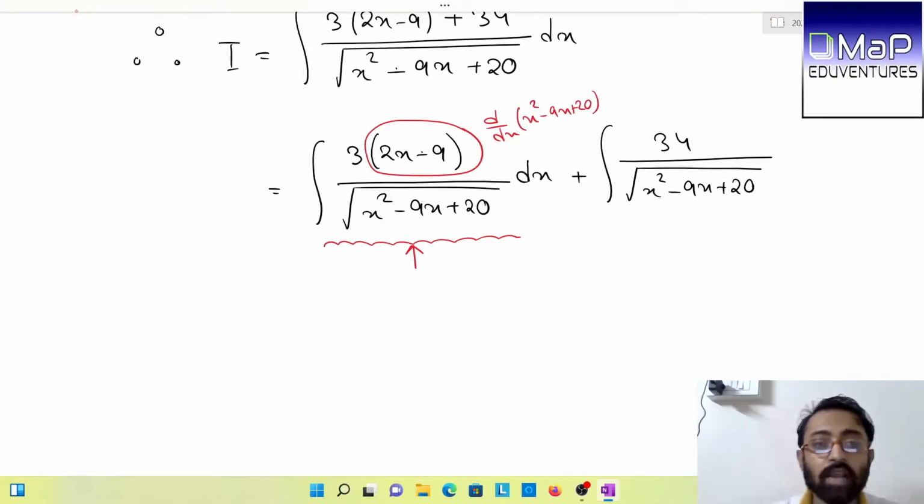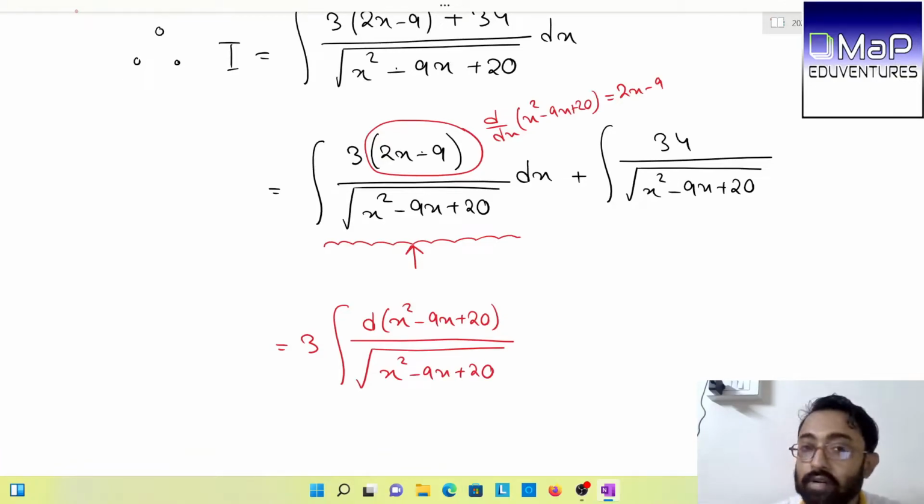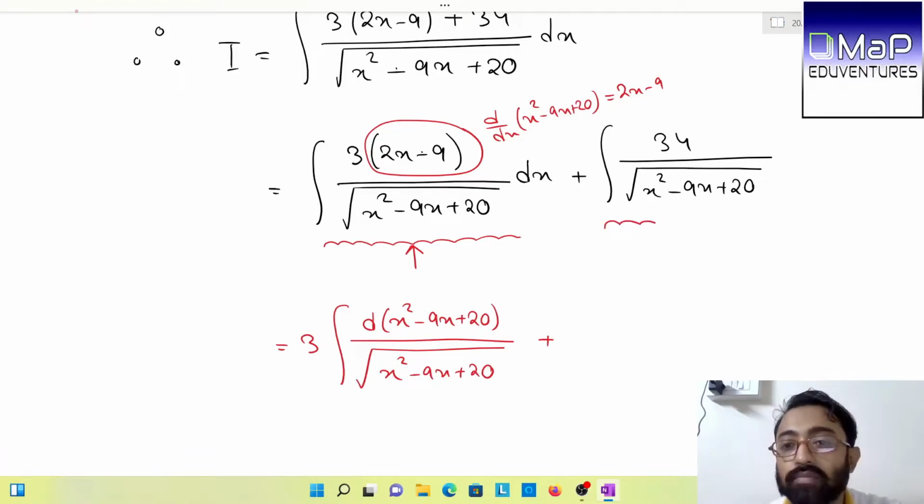Right? That means here, after we take the constant 3 out, we can write d of x square minus 9x plus 20, because we get the same result, divided by x square minus 9x plus 20. In the last video we have discussed this type of question in detail. Okay, now if you take the second integration, here we need a dx.